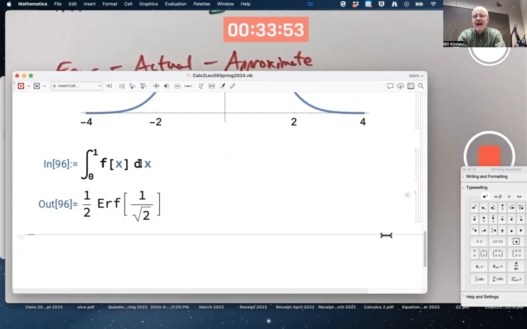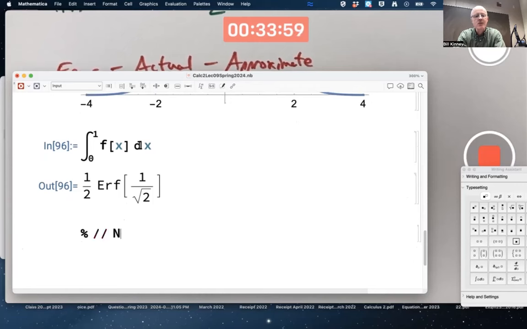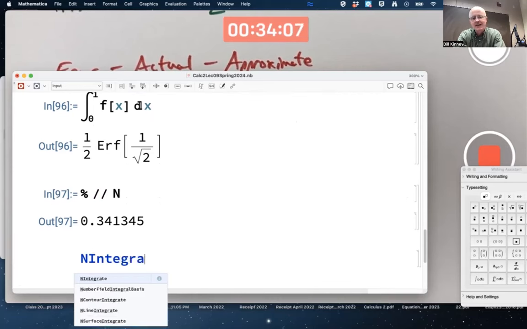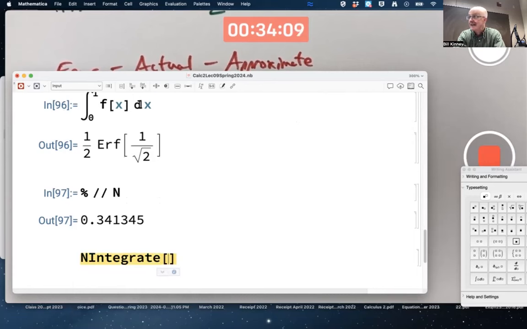So what do we need to do instead? Well, we could just approximate that answer. Percent sign refers to the preceding output. It's about 0.341345. We also could do NIntegrate instead. And as a default, that's what you're typically going to want to do.